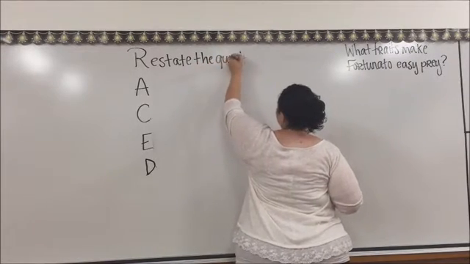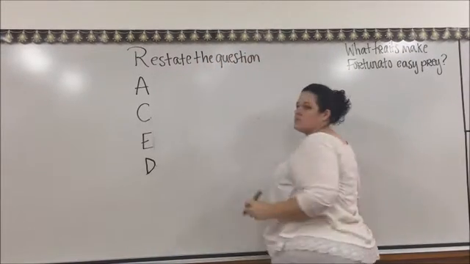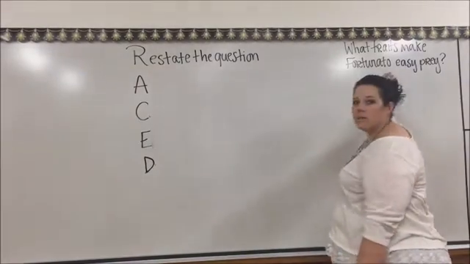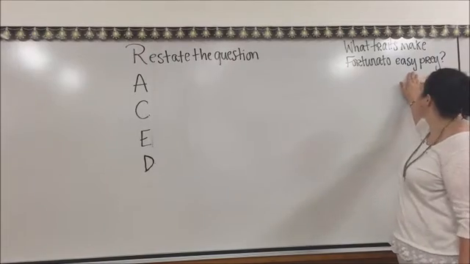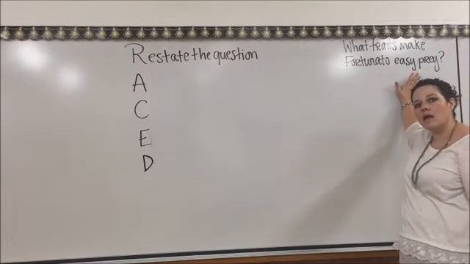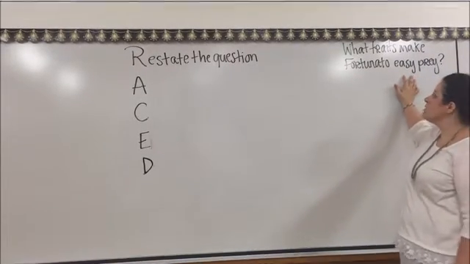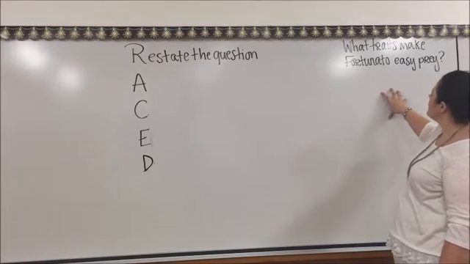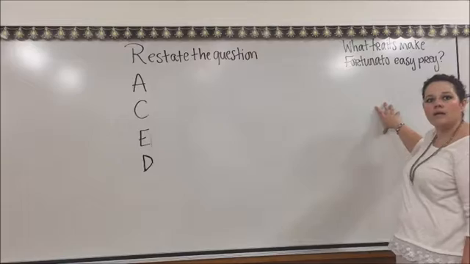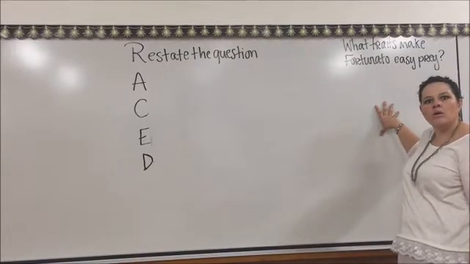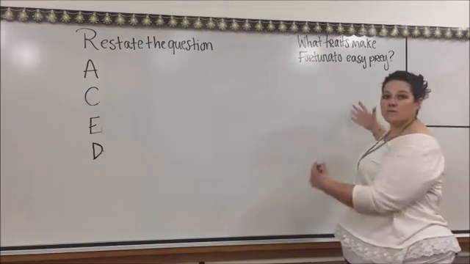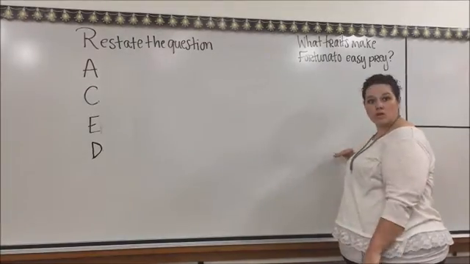This step is where you take the question, for example, the question, what traits make Fortunato easy prey from The Cask of Amontillado? You take that question into a sentence. The traits that make Fortunato easy prey in The Cask of Amontillado are his pride. So that was easy. You just take the question, you turn it into a sentence.